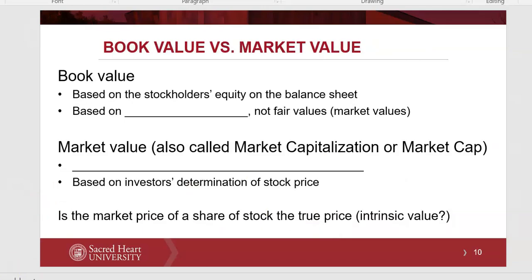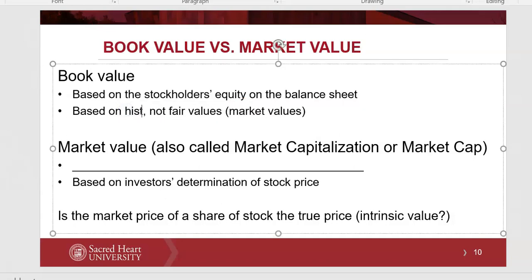The difference between the book value and the market value is really important. That's why I keep going through these terms. They're really important and they're also really easy to confuse. So I hope I'm not beating this to death. Book value is based on stockholders' equity on the balance sheet, and it's based primarily on historical costs. Sometimes those are depreciated or amortized, but the focus is not on fair values. And this difference is going to cause a major difference between book value and market value of a company.